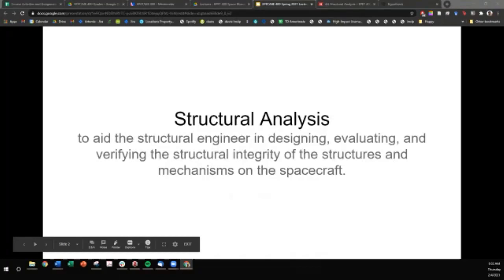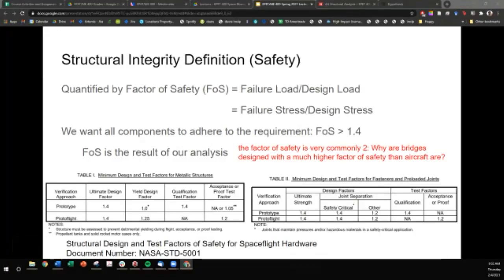So structural analysis aids the structural engineer in designing, evaluating, and verifying the structural integrity of the structures and mechanisms on the spacecraft. So let's define what structural integrity means. It's a way of quantifying the safety of a structure to survive. It's quantified by something called a factor of safety, which is a ratio of the failure load over the design load, or analogously, it's the failure stress over the design stress.